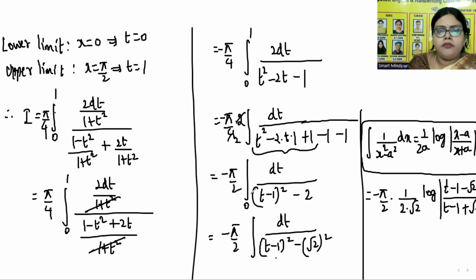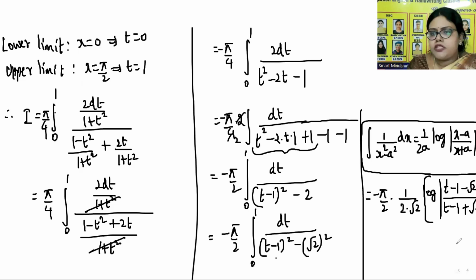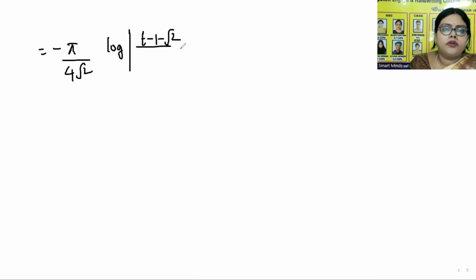After integrating, we will apply the limits 0 to 1, and here also we take 0 to 1. Now this is minus pi by 4 root 2. Now let us apply upper limit minus lower limit. So if you are taking the upper limit 1, then 1 minus 1 will become 0 and you will get log mod. Let me do this on the next page. So that is minus pi by 4 root 2 log mod t minus 1 minus root 2 by t minus 1 plus root 2 from 0 to 1.